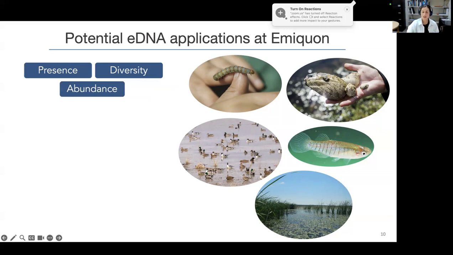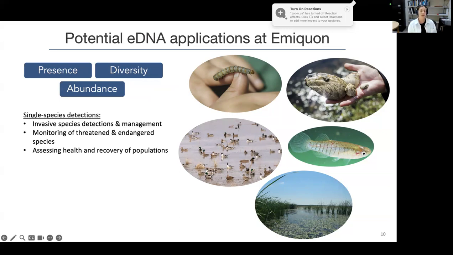If we're thinking about using environmental DNA for single species detections, we might identify a few species of particular concern in Emiquon that we want to assess. Perhaps there is some invasive species we want to understand, whether they have invaded or what types of habitats they're using. Similarly, there might be threatened and endangered species where we want to understand where they're located, when they're there, and how different management impacts might be affecting the health and recovery of their populations.